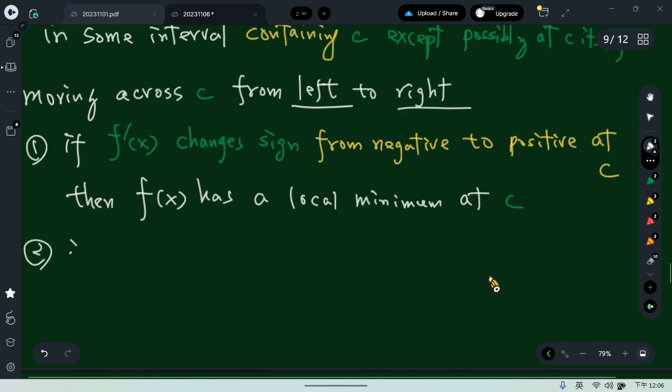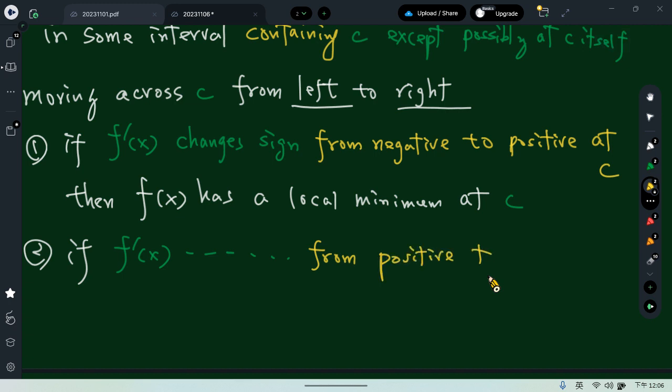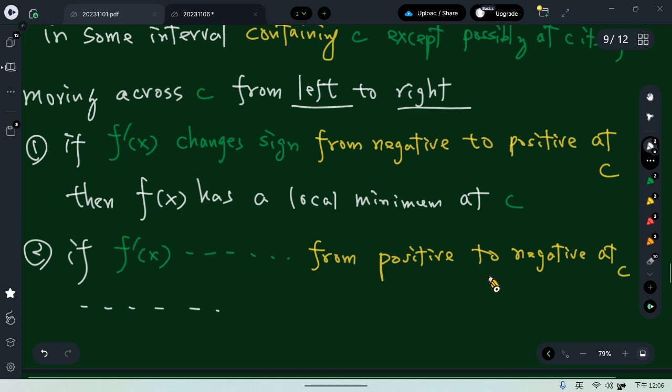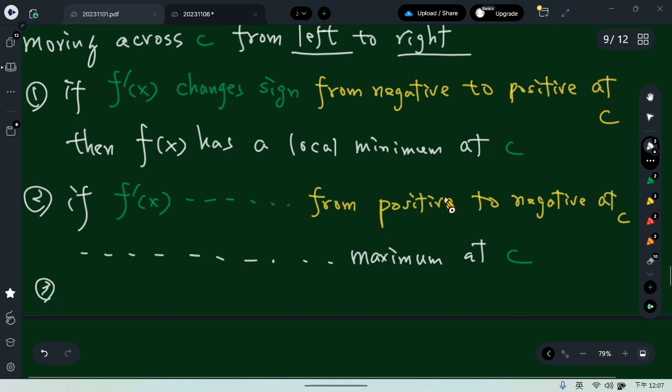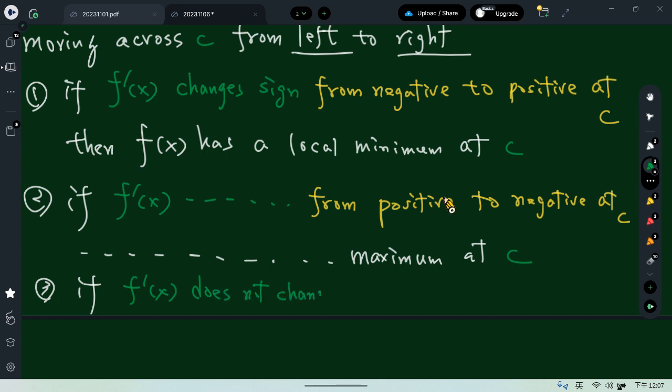The second thing is, if f prime x changes sign from positive to negative at C, then we will say f of x has a local maximum at C. But if f prime x does not change sign, then we will say no local extrema at C.